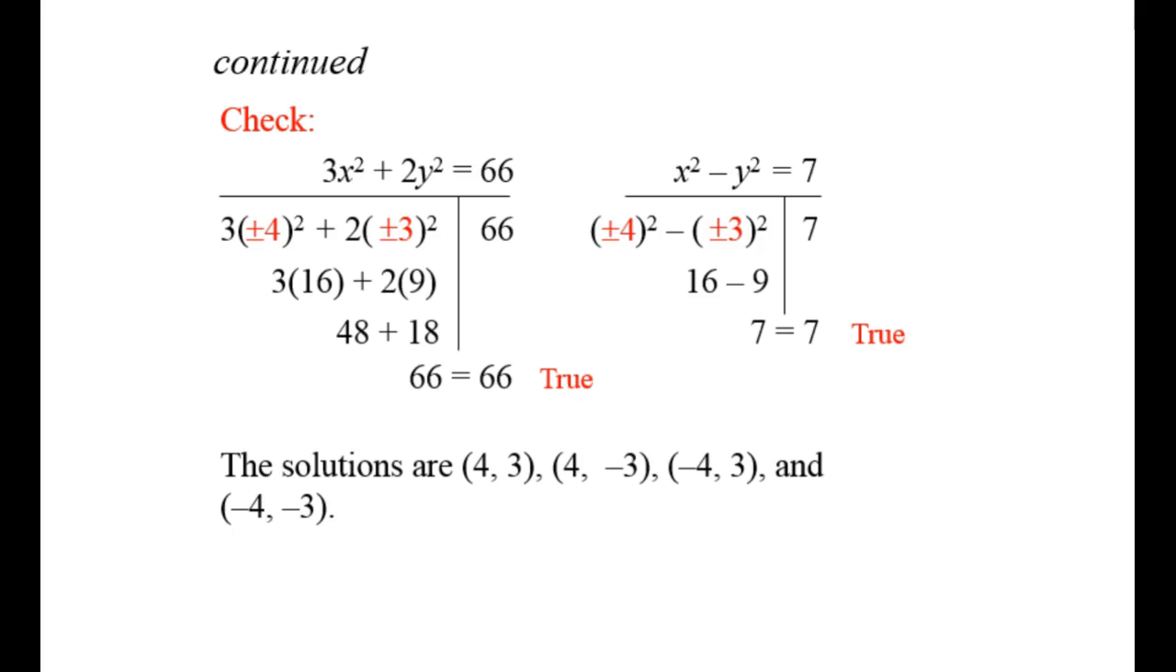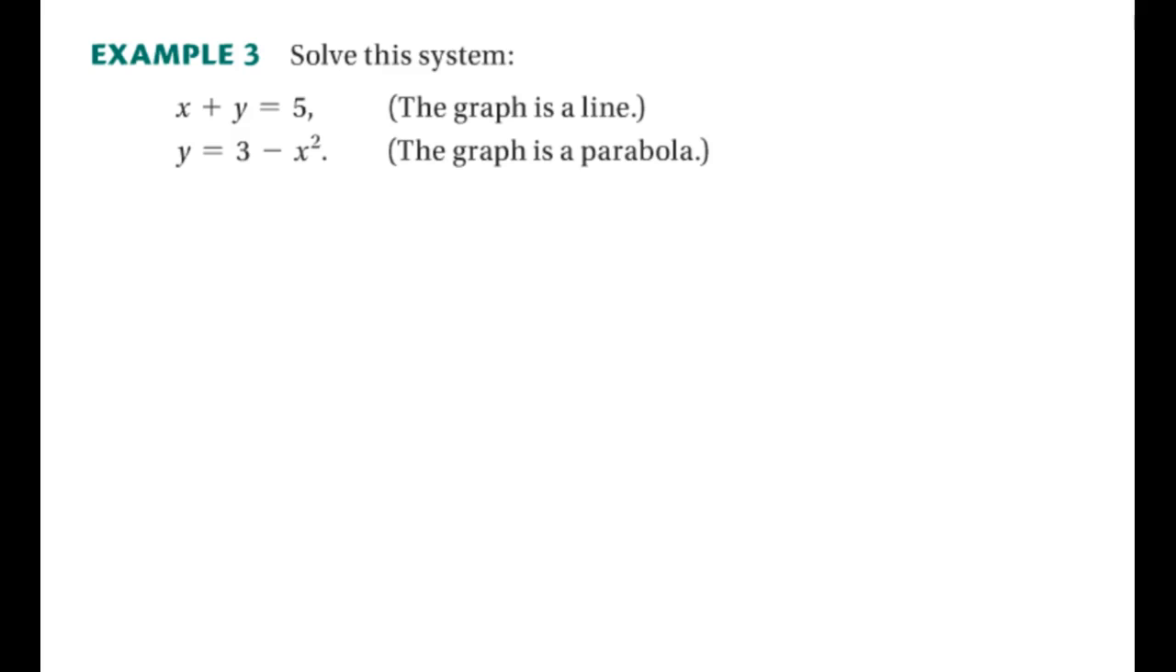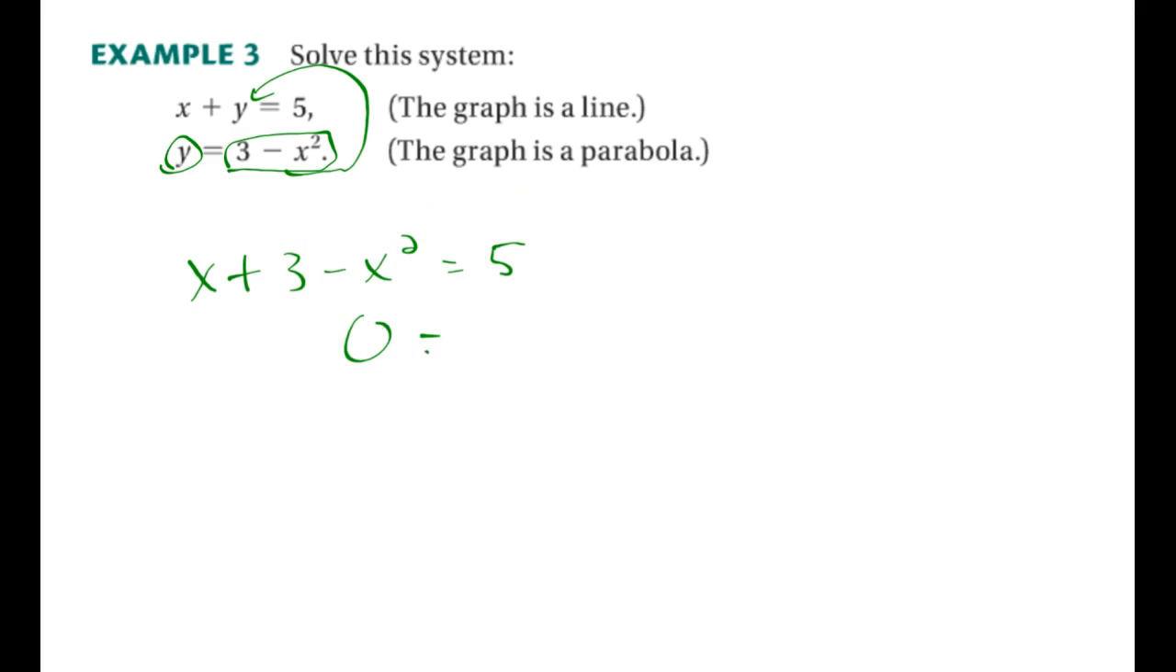And I won't graph it here for you, but the author seems to agree here. So a third example, again, substitution. So it's already solved for you. So we'll plug this in for the y value. x plus 3 minus x squared equals 5. I'd probably set this equal to 0.